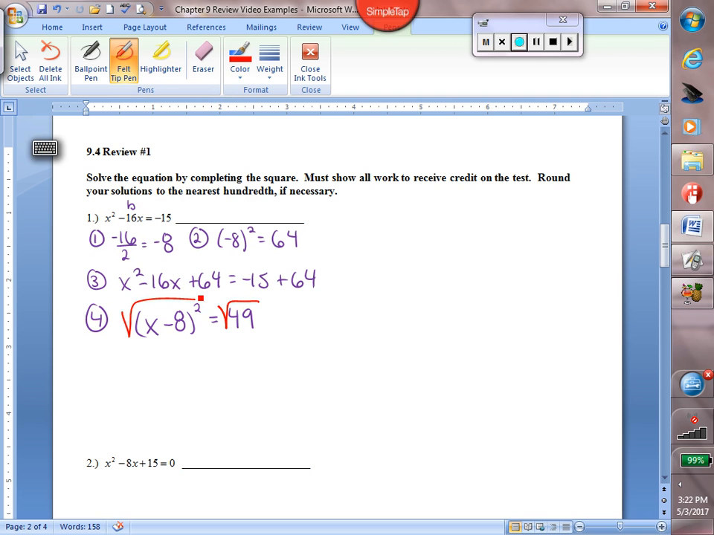On the left hand side, taking the square root just undoes the squared. Then on the right hand side, remember the square root of 49 could be positive 7, could also be negative 7. We do need both of those cases for solutions. Add 8 to both sides, x equals 15, x equals 1.